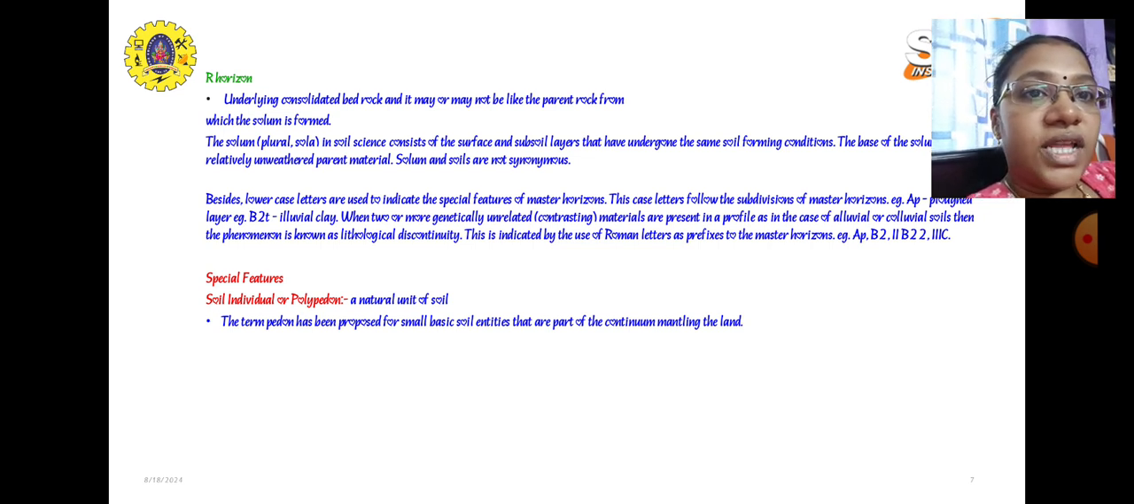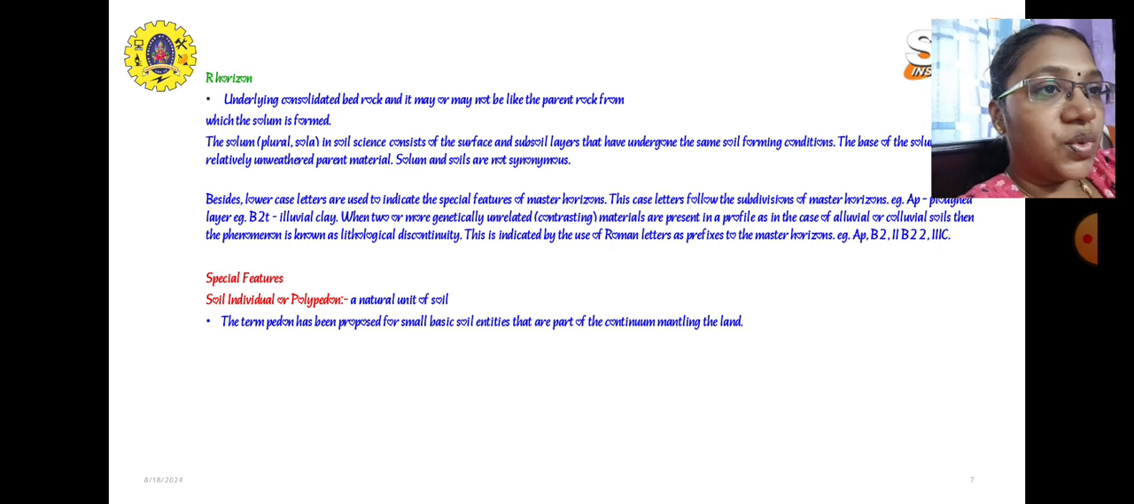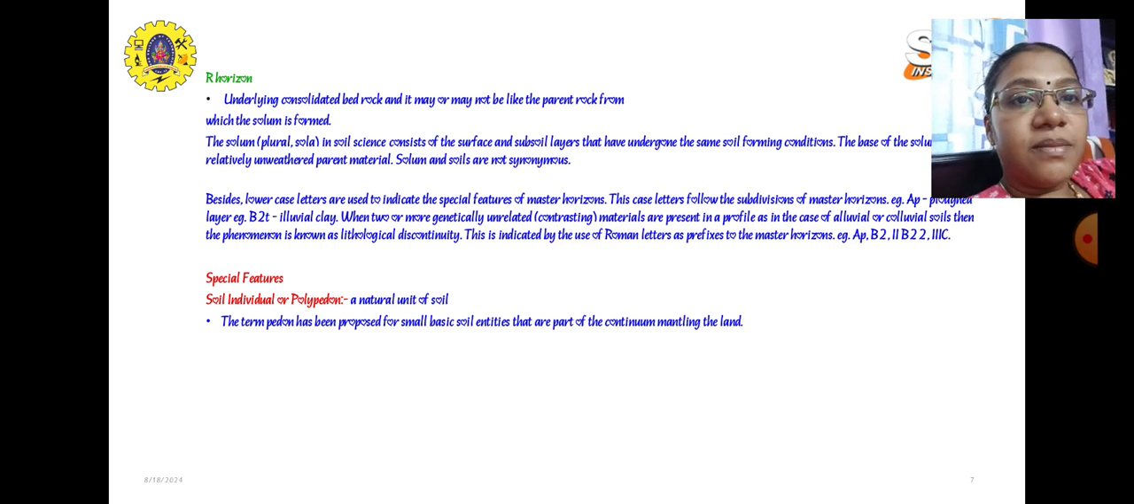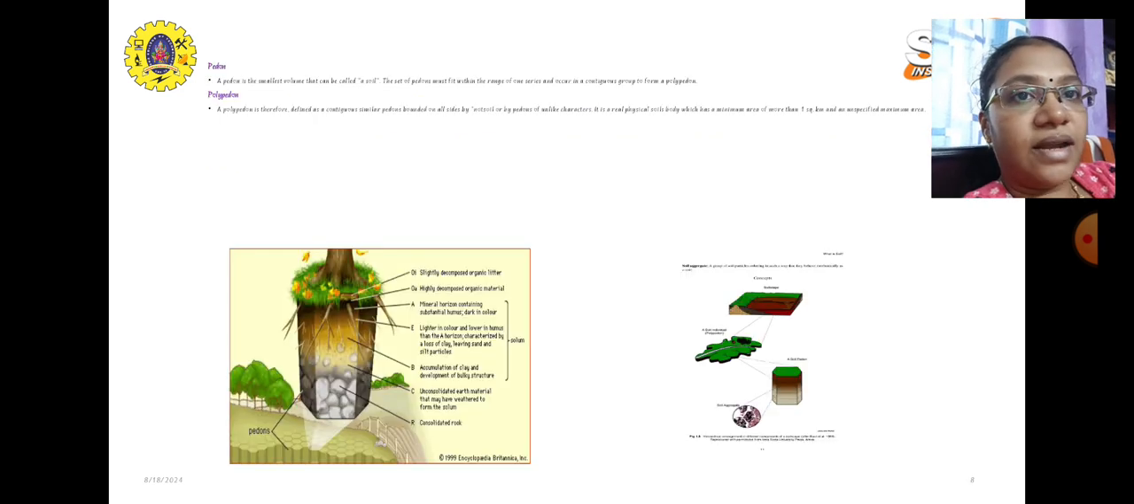So besides, lowercase letters are used to indicate the special features of master horizons. These lowercase letters follow the subdivisions of the master horizons, and generally Roman numerals are indicated as prefixes to the master horizons, like Ap, B2, Roman numeral 2, B22, Roman numeral 3, C, as such, etc. So the soil individual or the polypedon is a natural unit of soil. This term pedon has been proposed for small basic soil entities that are a part of the continuum mantling the land.